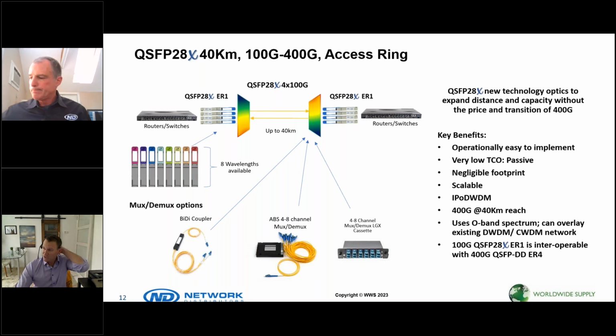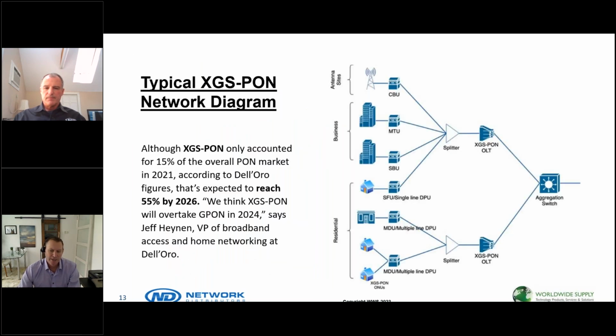That's fantastic. As we talk about the evolution of PON, right, and we move into what is becoming more and more prevalent in networks today, XGS PON, I'll show an illustration for everybody here. Just a couple of years ago, XGS PON only accounted for about 15% of the overall PON market. And you're going to see a flip to the majority within a couple of years. It looks like, according to some industry experts, that it might be as high as 55% of the PON market, Ralph. Why exactly is that?